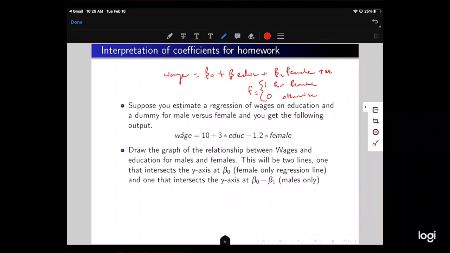And this will be two lines, one that intersects the y-axis at beta 0, male regression only, and one that intersects the y-axis at beta 0 plus beta 2. And I say minus because we get a negative coefficient for beta 2, negative 1.2 on the female. In other words, wages are lower for females according to this model, and it's going to affect the intercept.